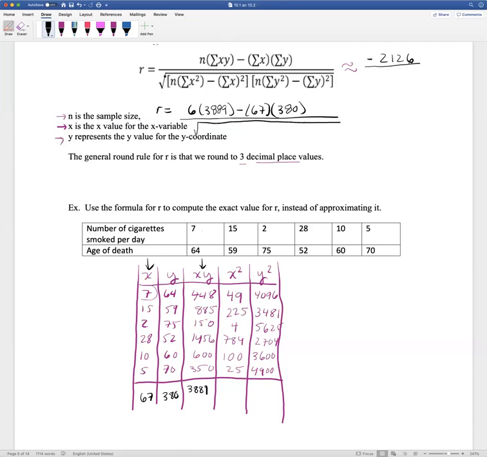Again, just because a decent amount of computation is going on here, n. Remember, n is the number of ordered pairs that we have, and we have 6 of them, times sum of x squared. So that means we're going to take the x squared column and sum those values up. 49 plus 225 plus 4 plus 784 plus 100 plus 25 gives us 1,187.